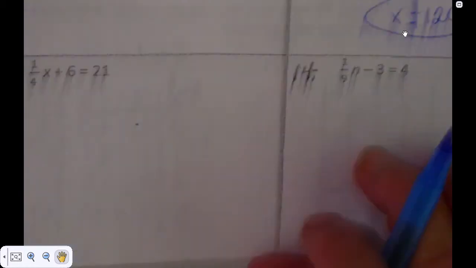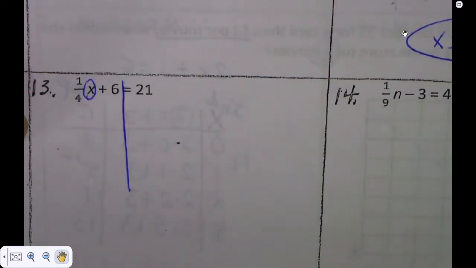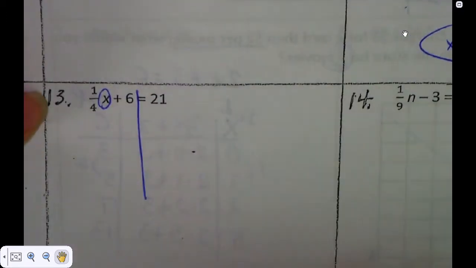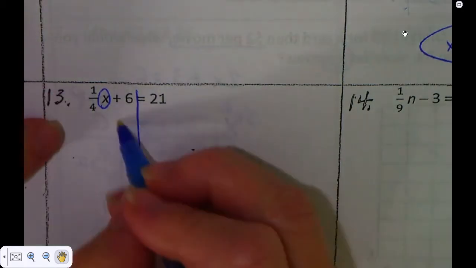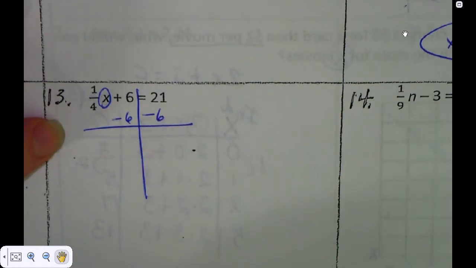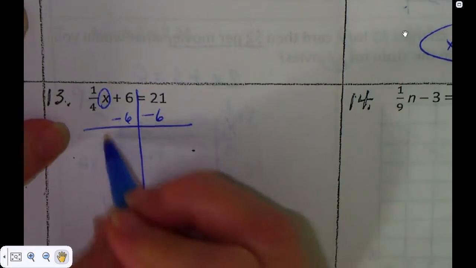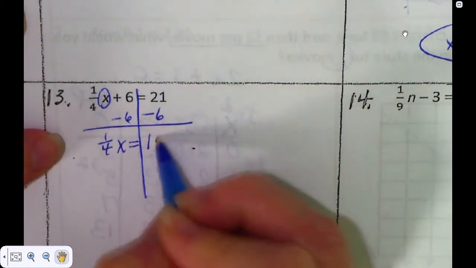Okay, look at 13. One more, and then you're going to do the other 3 by yourself. Circle the X and draw your river. What is the first thing we're going to do? We're going to subtract 6 on both sides. Right? Does everybody understand why we're subtracting 6? Okay. So we're going to get 1/4 X equals 15.